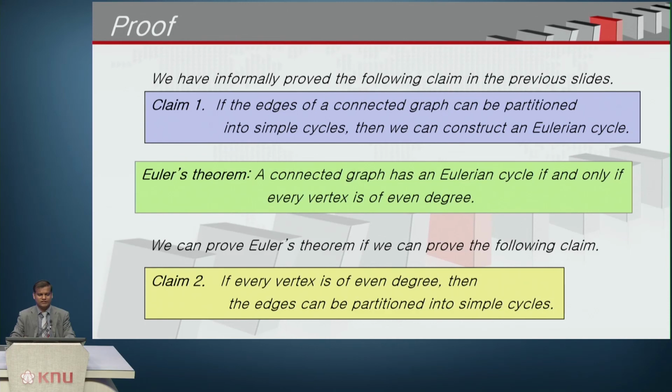So let's see claim 2 here. If every vertex is of even degree, then the edges can be partitioned into simple cycles. Did you see claim 1 and claim 2? And in between you have this Eulerian theorem. Initially we are told that if the edges of a connected graph can be partitioned into simple cycles, we are going to have an Eulerian cycle. And the Eulerian theorem says a connected graph has an Eulerian cycle if and only if every vertex is of even degree. But if every vertex is of even degree, then the edges can be partitioned into simple cycles. That's claim 2.